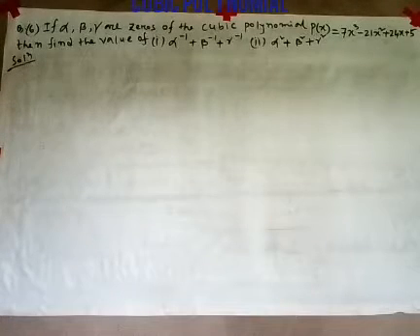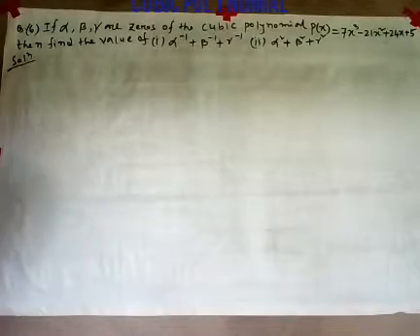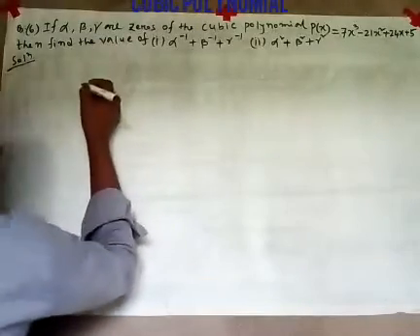So the given polynomial is 7x cube minus 21x square plus 24x plus 5. This is the cubic polynomial. It means we will get three values of x. These three values, alpha, beta, gamma, are called the zeros of the cubic polynomial. So this polynomial, what can we write?